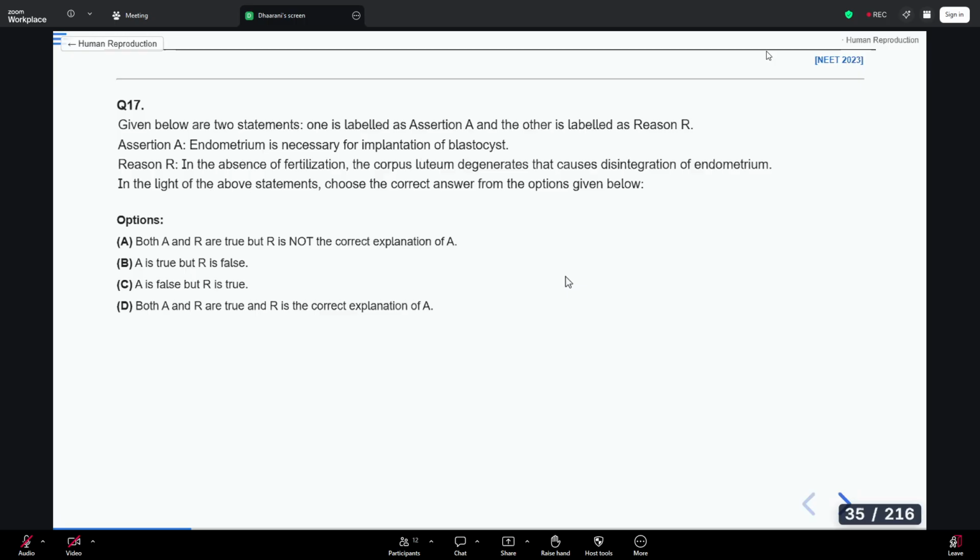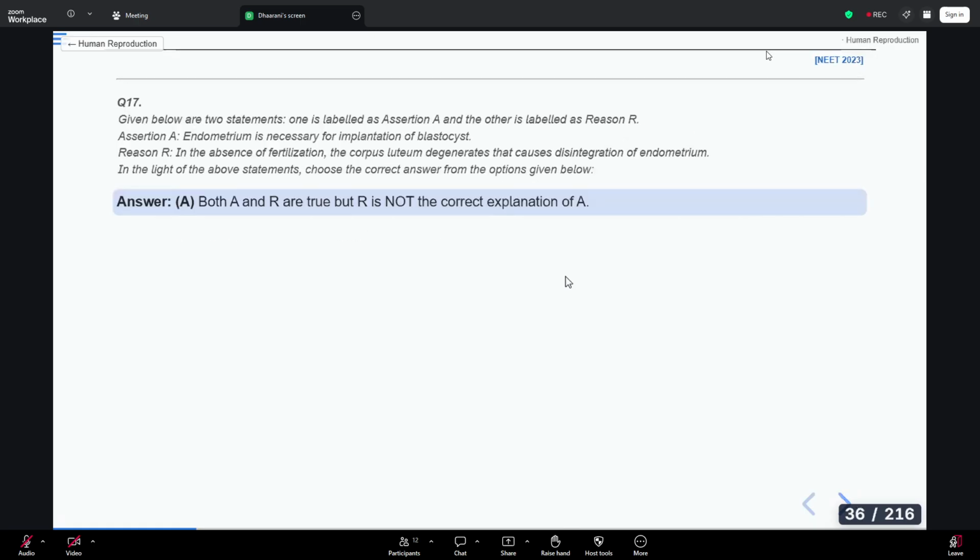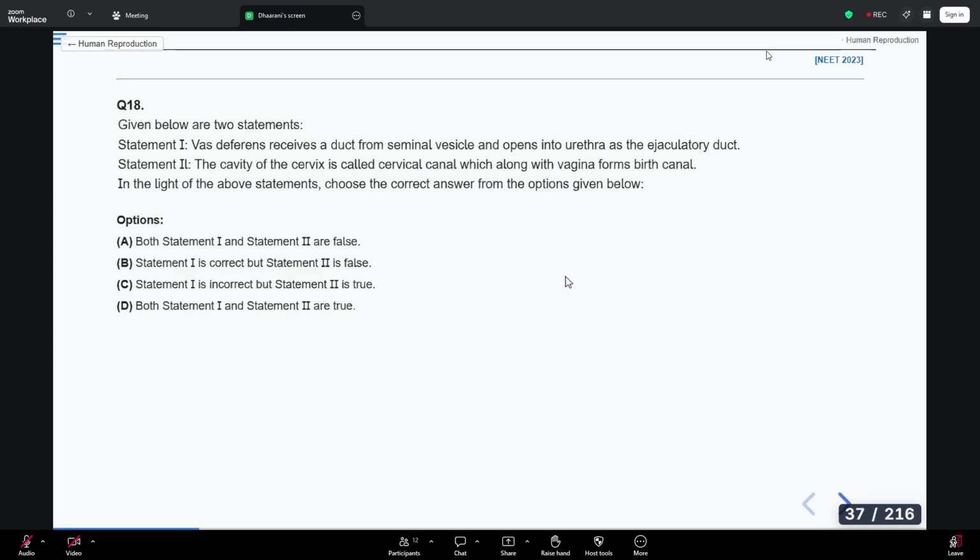But what is here? This reason is nowhere explaining about implantation or endometrium or blastocyst. Correct? So A is also correct, R is also correct, but R is not the correct explanation of A. So option A is the correct answer. Assertion is also correct and reason is also correct, but reason is not the proper explanation given for the assertion. So option A is the correct answer.